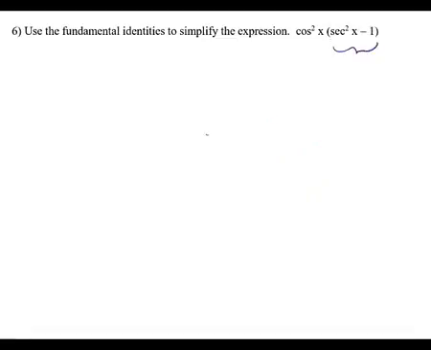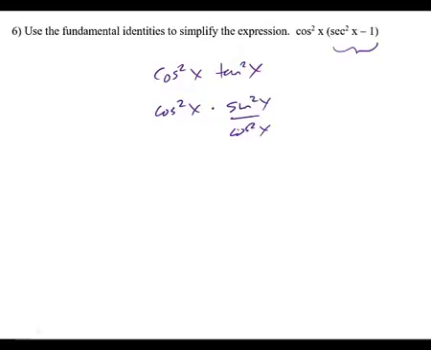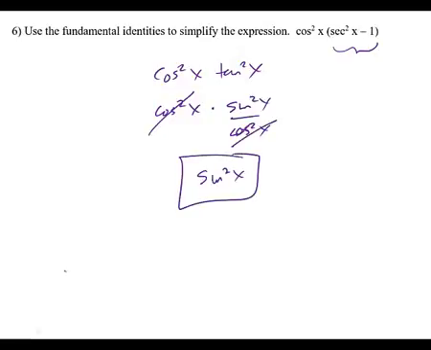This is looking kind of Pythagorean to me, is it? Let's see. 1 secant squared minus 1. What can I replace that with? Tangent squared. Okay, what's another name for tangent squared? Sine squared over cosine squared. What happens from there? Cosines cancel, so I'm left with sine squared x.